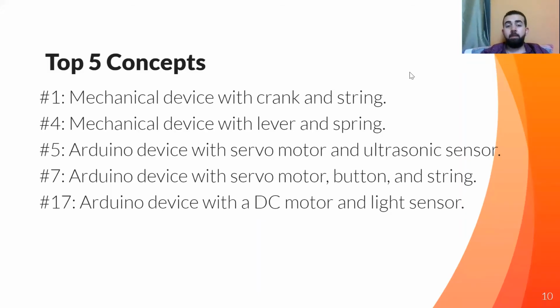So for the top 5 concepts, we have concept number 1. It's a mechanical device with a crank and a string. It works off the crank winding and unwinding the string to open and close the box.